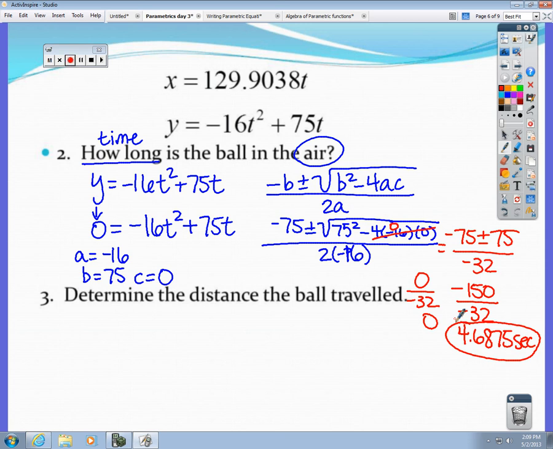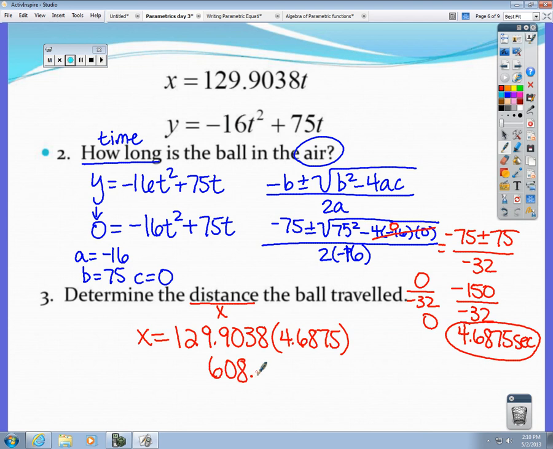Okay, to find the distance the ball actually traveled, distance is referring to the x. So if I want the x, I'm going to have to know what the value of t is. Well, the ball was in the air for 4.6875 seconds, so I'm going to substitute that for the t value to figure out what my x value would be. Okay, and when you multiply those numbers together, you come out with 608.924 feet. So you have to use your answer for number 2 to figure out number 3.